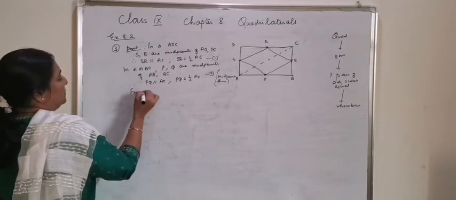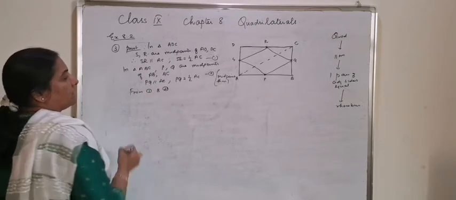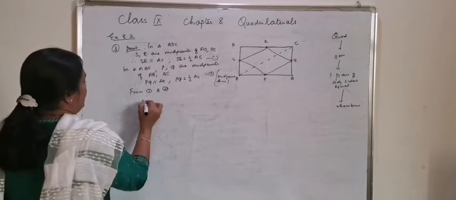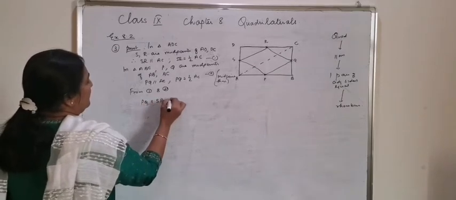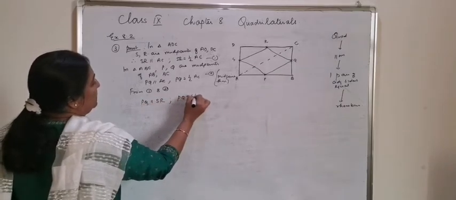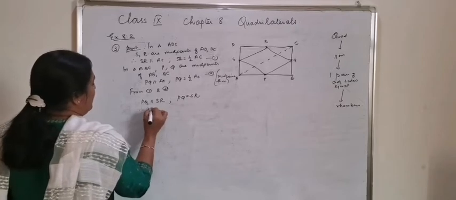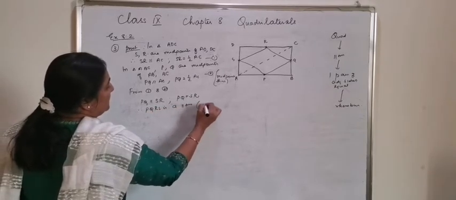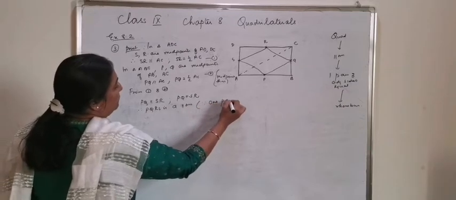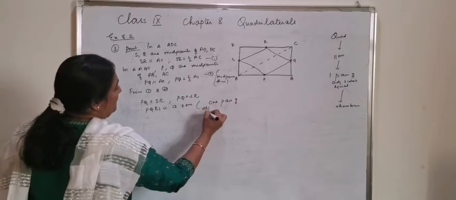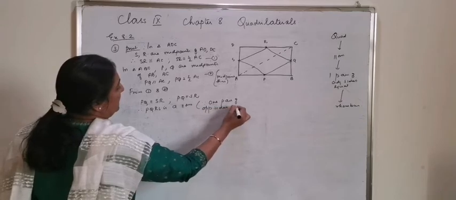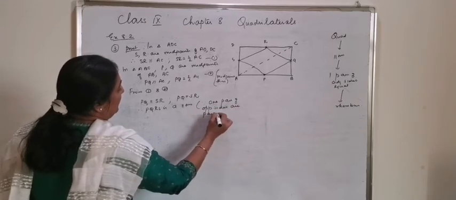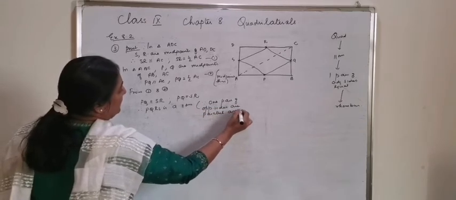So from 1 and 2, PQ is parallel to SR and PQ is equal to SR. Therefore PQRS is a parallelogram, since one pair of opposite sides are parallel and equal.